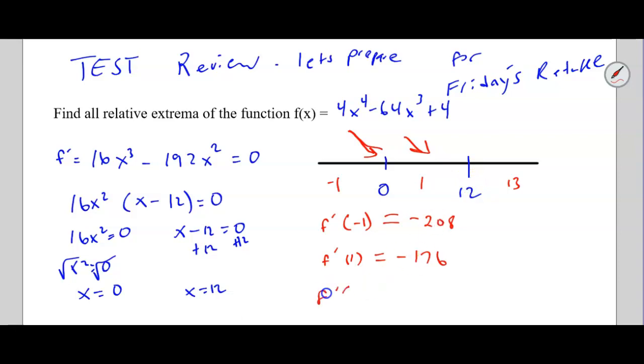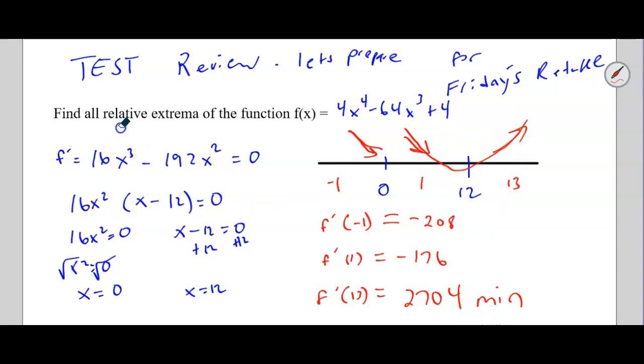So we got a decrease on the left side of 12. Then let's test f prime of 13. I want to plug it in real quick: 16 times 13 cubed minus 192 times 13 squared. You can work this out in your calculator, guys. I'm just working it out in mine. This is a positive 2,704, so this side is positive. What that means is that this is a decrease to 12 and then an increase. So 12 is a minimum. Decrease, increase, this is the minimum.